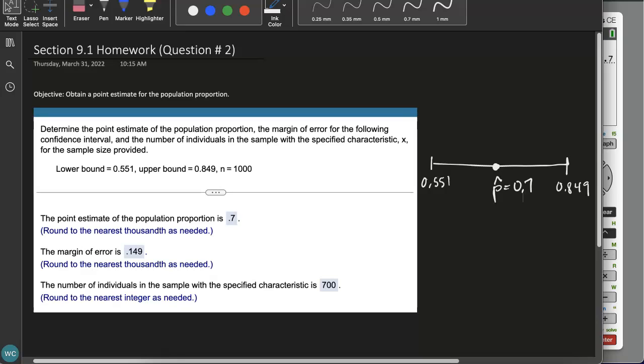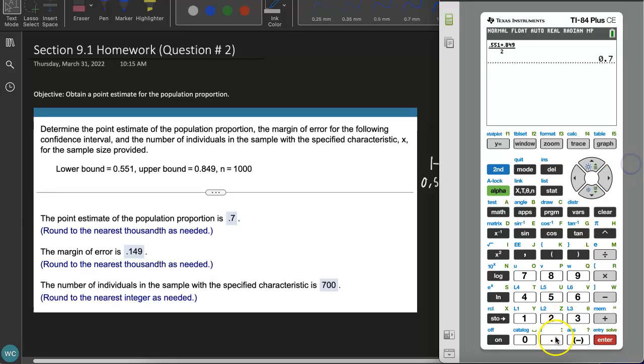So this must mean that the margin of error is this distance between the center, p hat, and an endpoint. We could say this upper endpoint, 0.849. So let's find that distance. And that value is the margin of error.